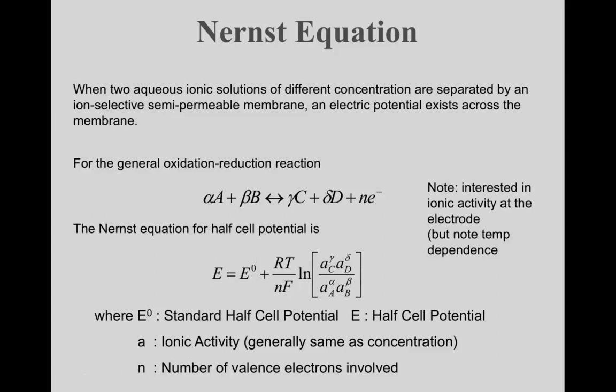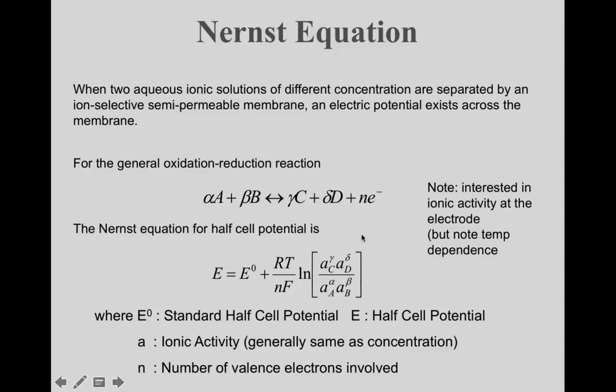Like the situation where we had a permeable or semi-permeable membrane, we have an electric potential that exists. And that was defined, as you recall, by the Nernst equation. So in this particular case, where you have ionic activity at the electrode, you have this standard half-cell potential, and then you have this term that's a function of the concentrations of the different constituents in the oxidation reduction reaction.